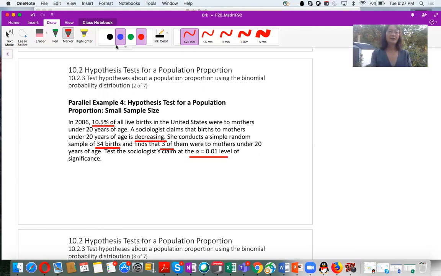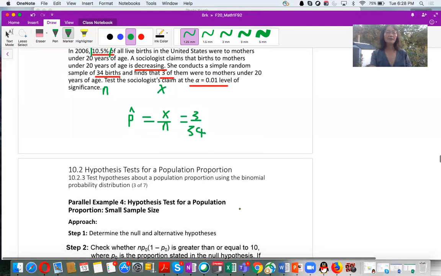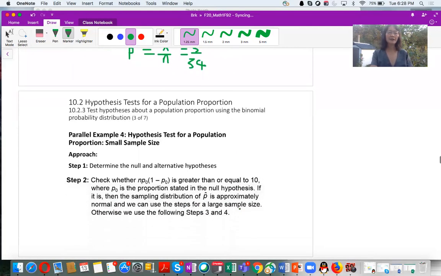So let's analyze this question. This number is the population proportion, p. And this 34 is the sample size n, x is 3. So we can calculate the sample proportion p hat, x over n, so 3 over 34. Those are the given data. And then based on p hat, we can calculate the test statistic. Exactly similar steps as we did in the previous example.